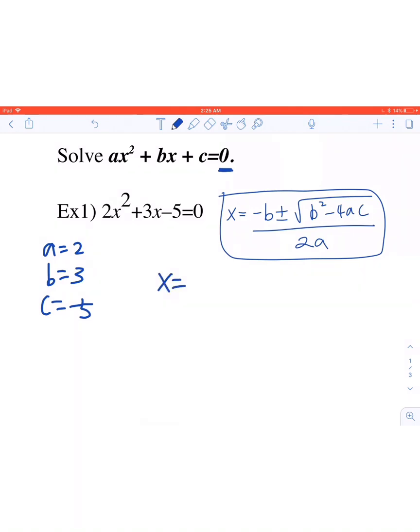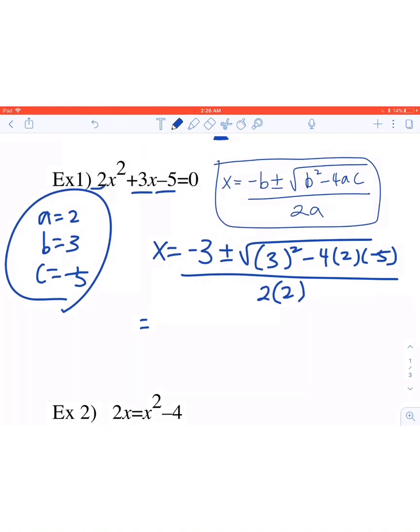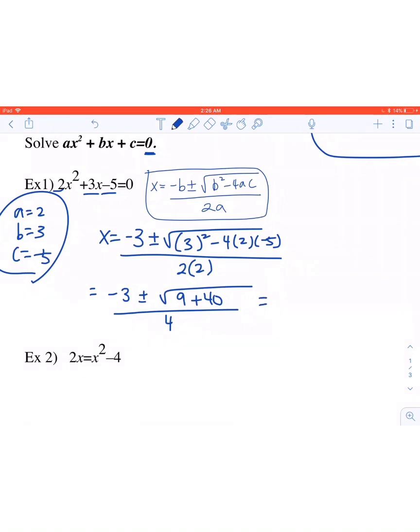So x is equal to negative b, so it'll be negative 3 plus or minus square root of 3 squared minus 4 times 2 times negative 5. I'm getting all these values from the a, b, c values given through the equation. And all over 2 times 2. All you have to do is simplify. Negative 3 plus or minus square root of 9 plus 40 all over 4. This will simplify to negative 3 plus or minus, this is 49, so it'll be positive 7, all over 4.